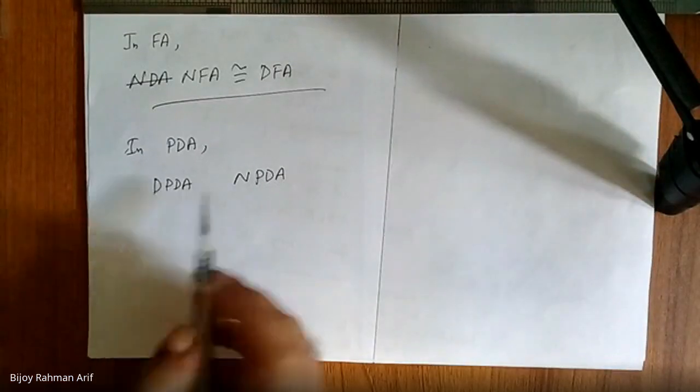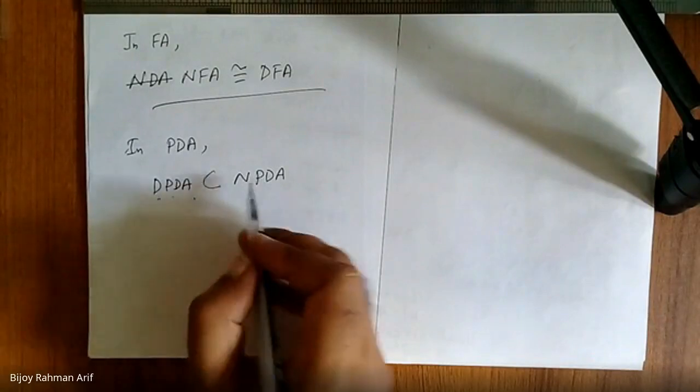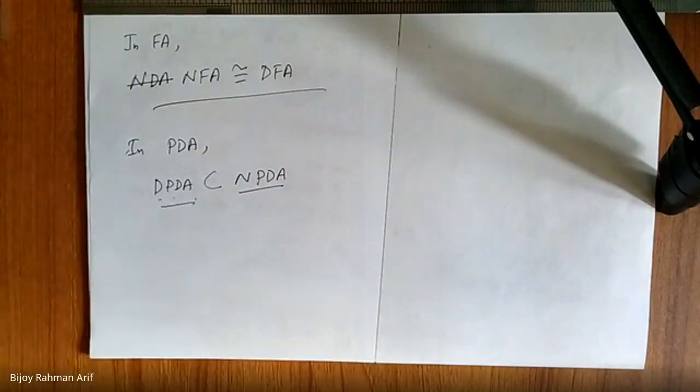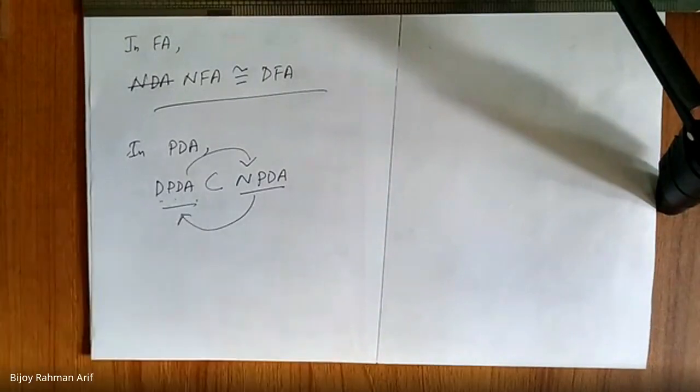Definitely DPDA is a subset of NPDA. So what can you do using NPDA? Definitely you can do it using NPDA. So it seems NPDA is more powerful. Can we convert it back? Can any NPDA convert back to DPDA? Is it possible? What is your thinking? Say something, guys. Can we convert like NFA to DFA conversion, any NPDA to DPDA?